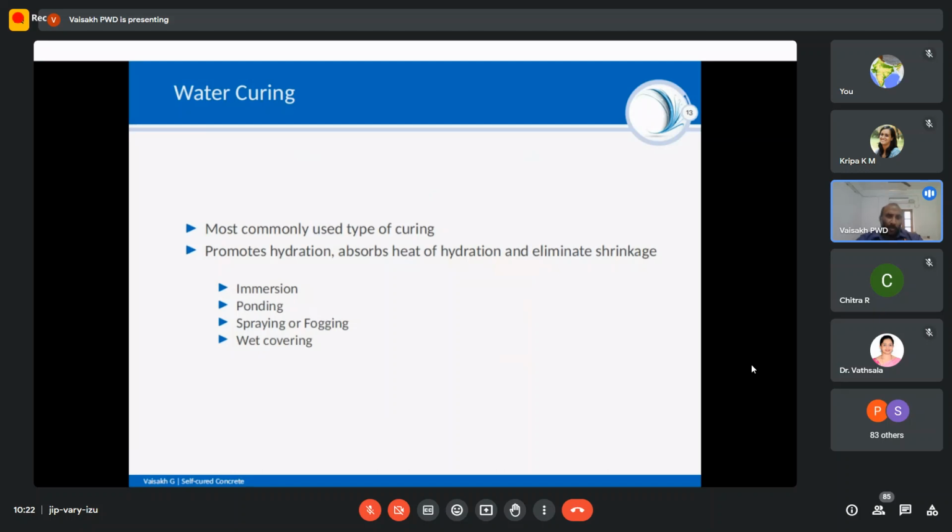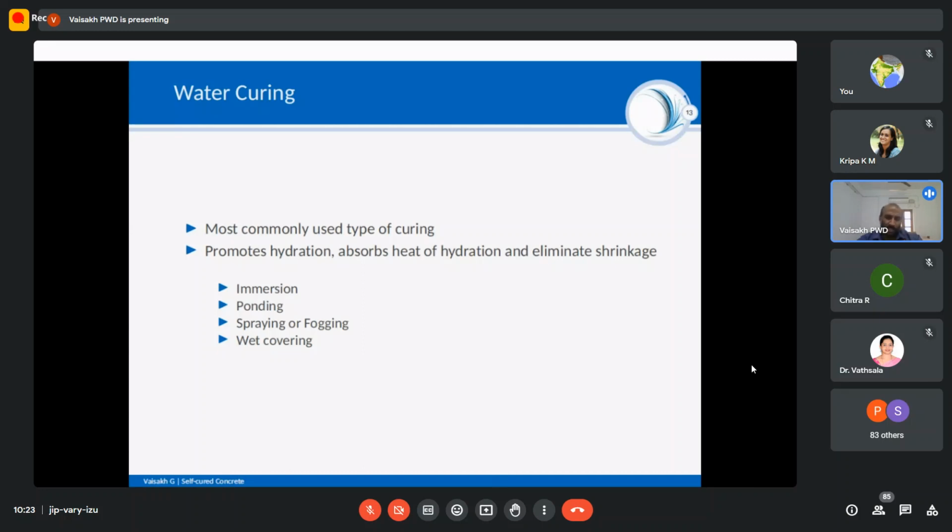Water curing is the most commonly used type of curing. It is very cheap and it is easy to do. So we all resort to water curing primarily. Here, what we are trying to do is use the water to keep the concrete moist and prevent the water in the concrete from escaping. So it promotes hydration, absorbs heat of hydration and eliminates shrinkage.